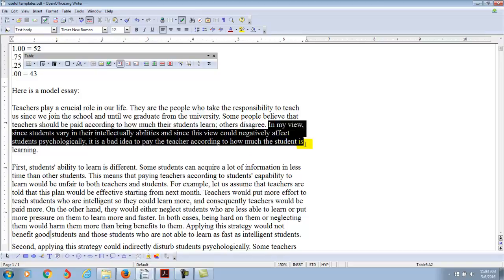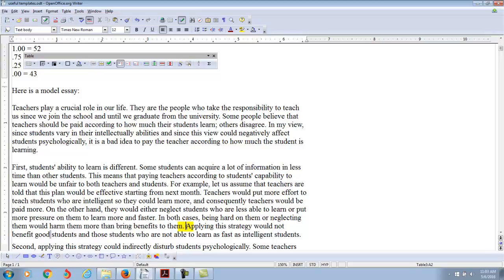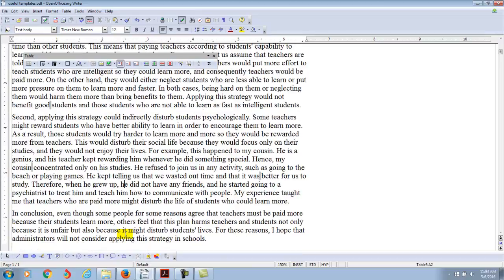You need a more specific thesis that really frames around the purpose of the writing, which is to make the argument. And then you have here, first, students' ability to learn is different. And then the writer says at the end, applying this strategy, the strategy is paying teachers according to how much students learn, would not benefit good students and those students who are not able to learn as fast as intelligent students. And the next argument, it says, second, applying this strategy could indirectly disturb students psychologically.